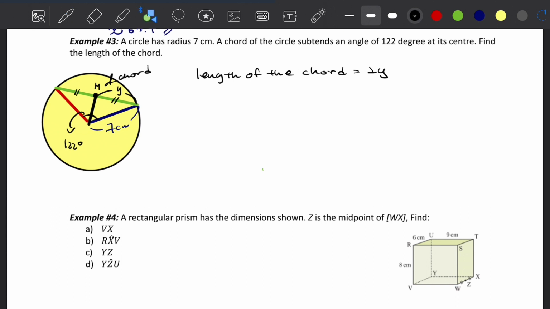So let's draw a triangle. This triangle is actually half of what we drew here, right? So I just copy this triangle to here. Then we know that this is equal to y, and this is 7 centimeters, and the angle here is half of the 122, so it's going to be 61 degrees. Okay, so we got the angles too.